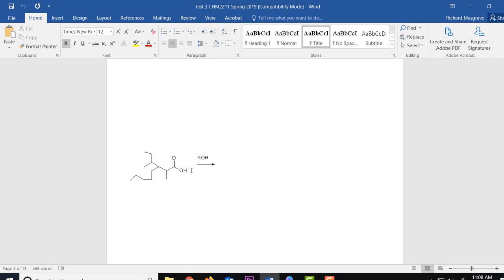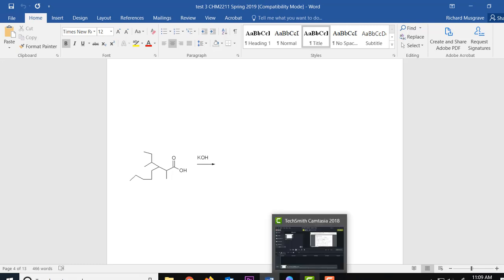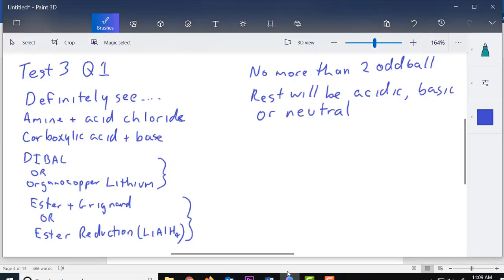You'll also see one of these. This is a carboxylic acid with a base. Now that base can vary. It could be KOH or it could be NaHCO3 or NaOH. I'll go ahead and write those down as well. So NaOH, KOH, NaHCO3. Those are examples of bases that could be reacting with the carboxylic acid.